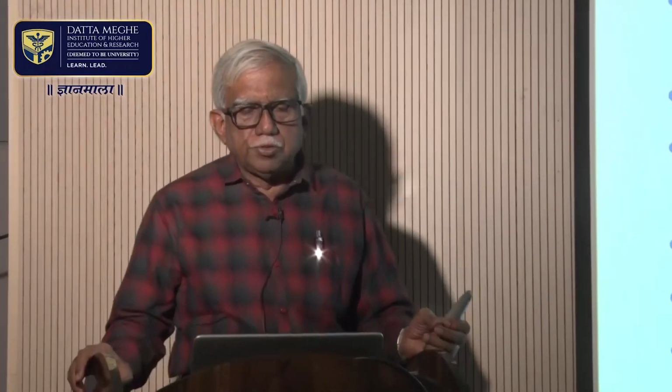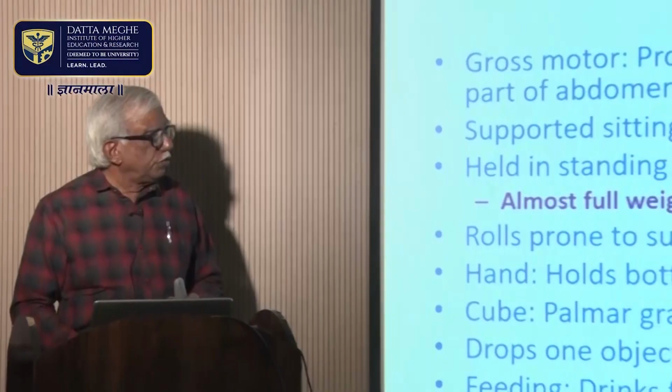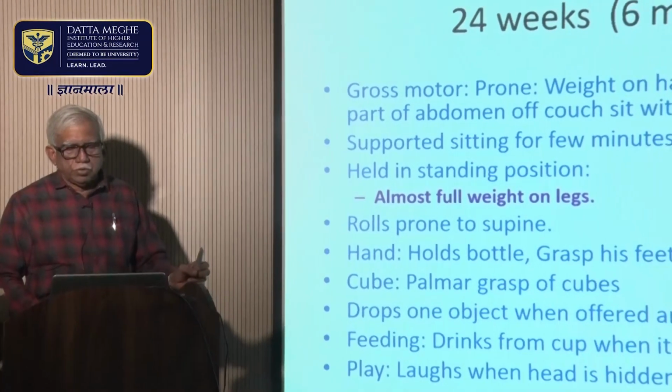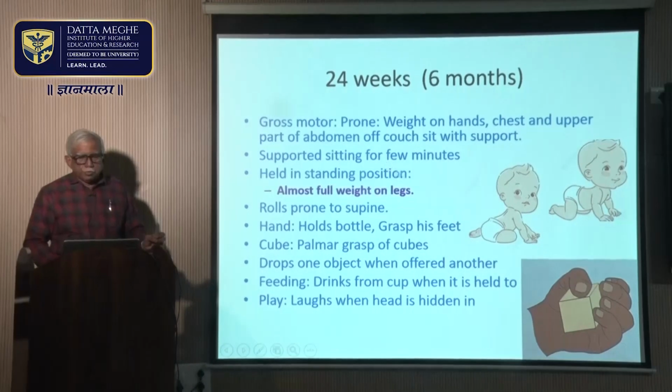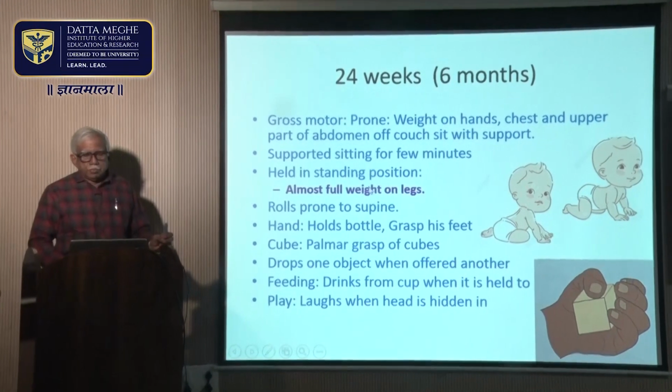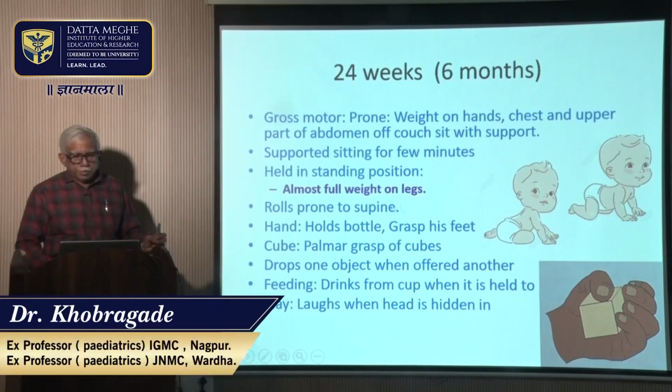Now, at 6 months, 24 weeks, in gross motor, in the prone posture, the weight is held on the hands of the child. So the child is bearing his weight on his hands. This is what is possible at 6 months of age, and he can sit when supported for a few minutes, but in a standing position, almost full weight is on the legs.